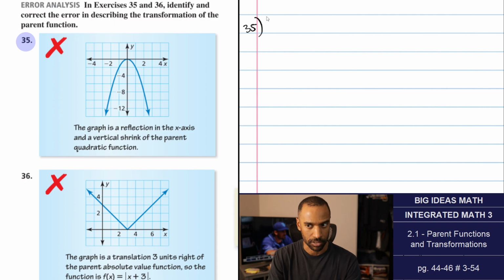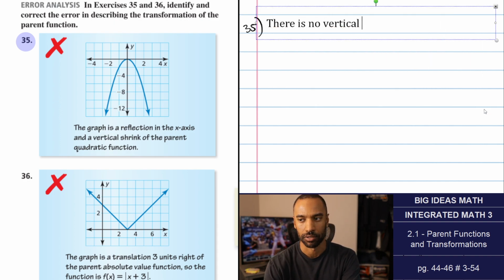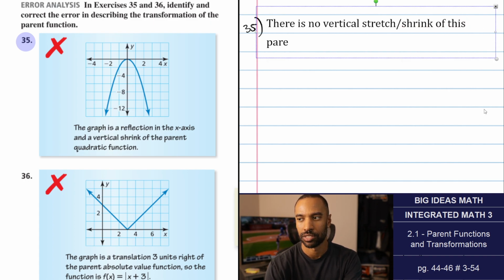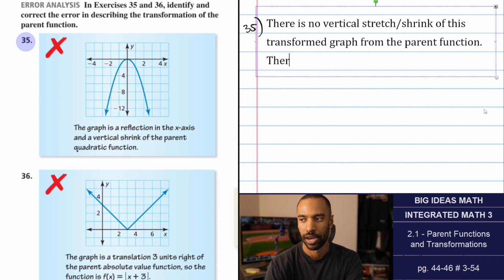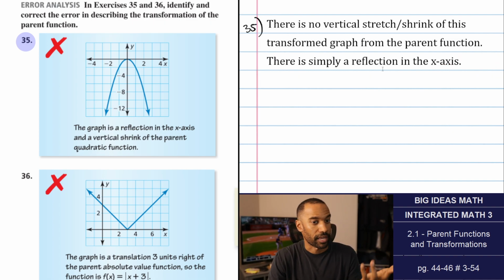Is it flipped over? Yes. But there is no stretch or shrink, vertically or horizontally, in the transformed graph from the parent function. There is simply, here's my correction, there's simply a reflection in the x-axis. And it's a quadratic. They were right that it's a quadratic. So I hope that's okay.